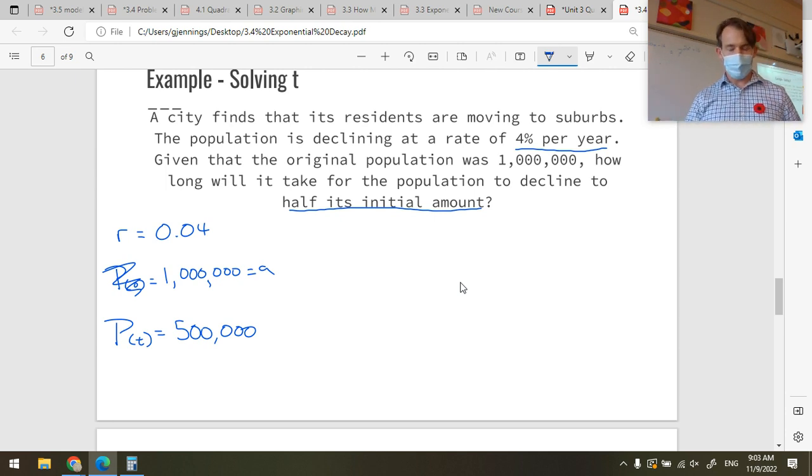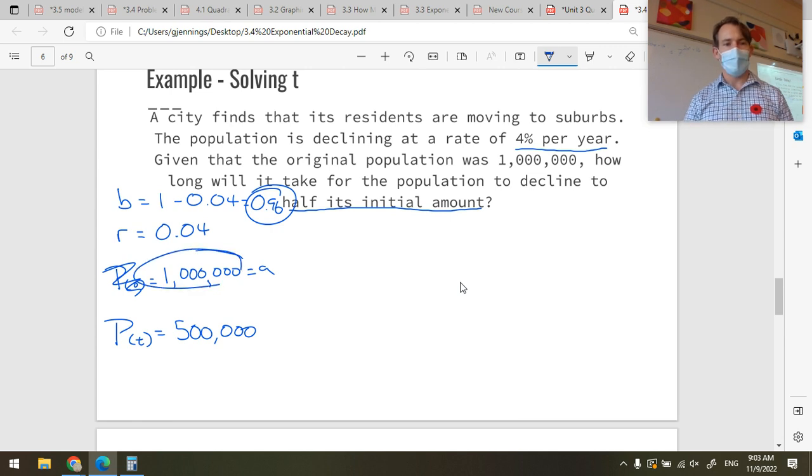I would set this up. Oh, well, we also need our B. So our B is based on our R. Our growth factor is B equals 1 minus 0.04, and that's equal to 0.96. That's our growth factor. That's our initial amount. So P at T equals 1 million multiplied by 0.96, that's exponential decay, raised to the power T.